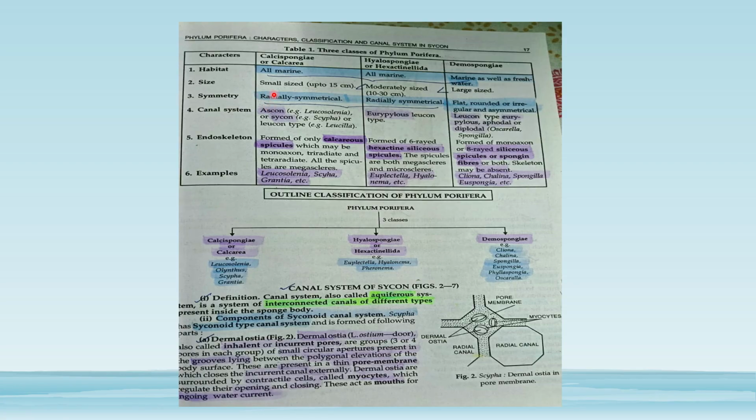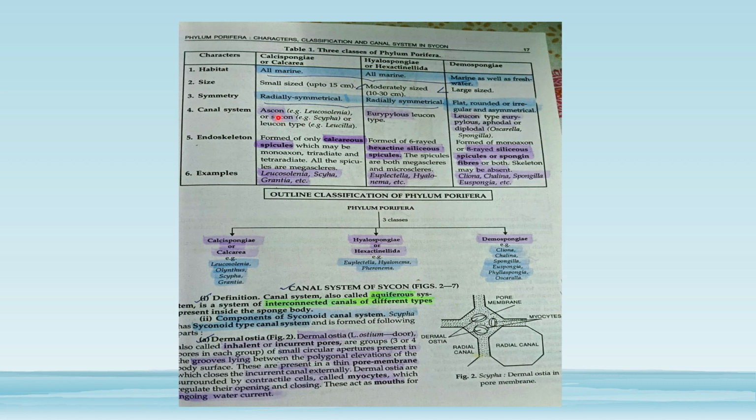All are marine. Size: the Calcispongia have small size. Hyalospongiae, also called Hexactinellida, but the easy name is Hyalospongiae, so you can remember only that one. But if it asks about Hexactinellida, you can remember this one as well. Now next is size. These are small size, these are moderate, and these are large size. Remember from the name: Demo means large size. Hyalo means not very high size, so moderate size. Now these two are radially symmetrical and this is asymmetrical. Flat, rounded, irregular, and asymmetrical.